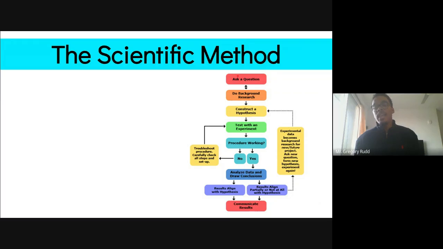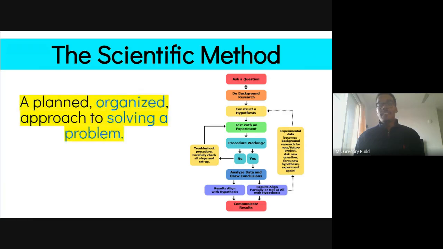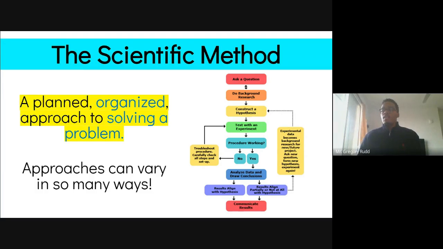First, you need to start with a question. But, I'm sorry, the definition of the scientific method is a planned, organized approach to solving a problem. These approaches can vary in so many different ways. There are so many different types of methods that a scientist can employ. Additionally, people from all different types of backgrounds and occupations have to do some version of the scientific method. So it's not just scientists, even though we have that word scientific there as a descriptor.